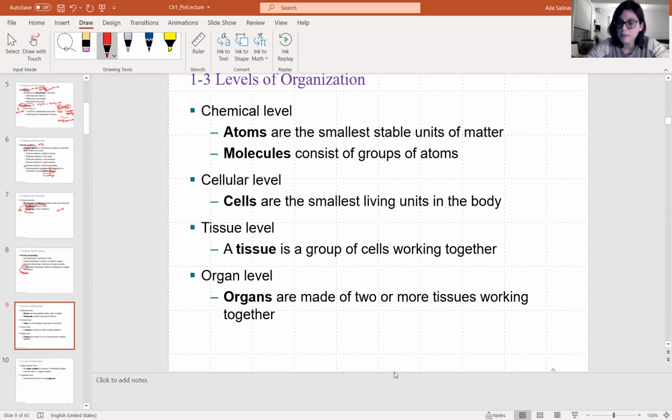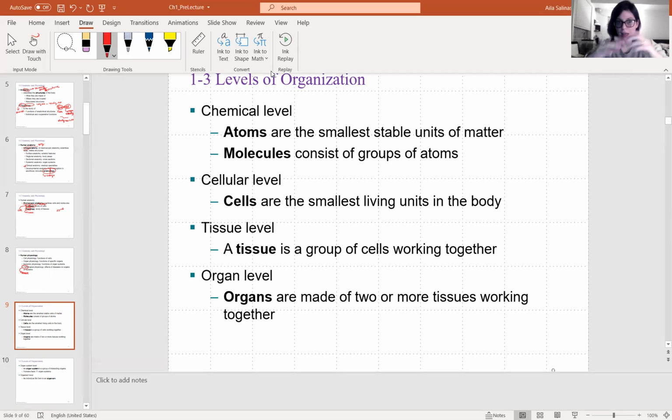We know that the basic unit for life is a cell, but things start much earlier than a cell. So we have different levels of organization. The most basic, the most simple level of organization is the chemical level. When we are looking at the chemical level, we study atoms, which are the smallest stable units of matter. So all the matter is composed of atoms. And we have molecules. Molecules are groups of atoms that get together.